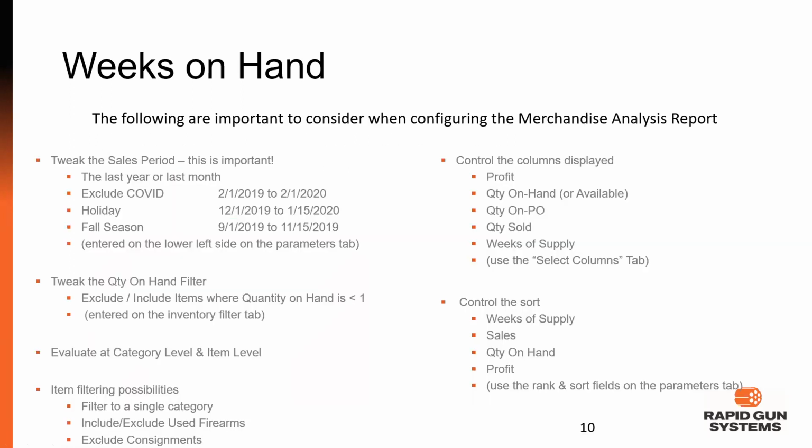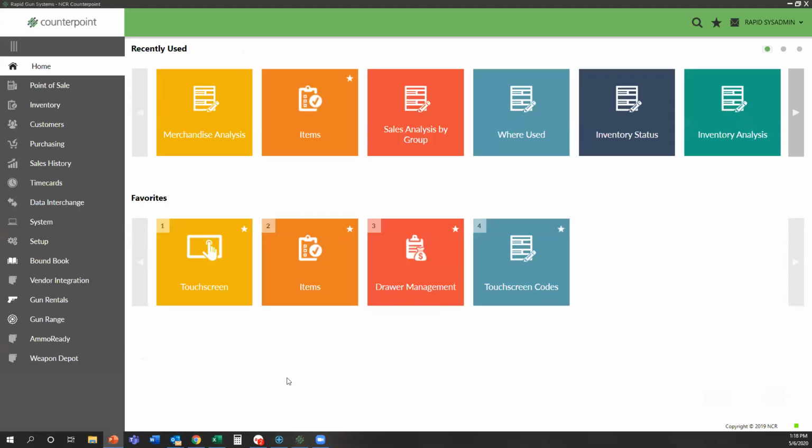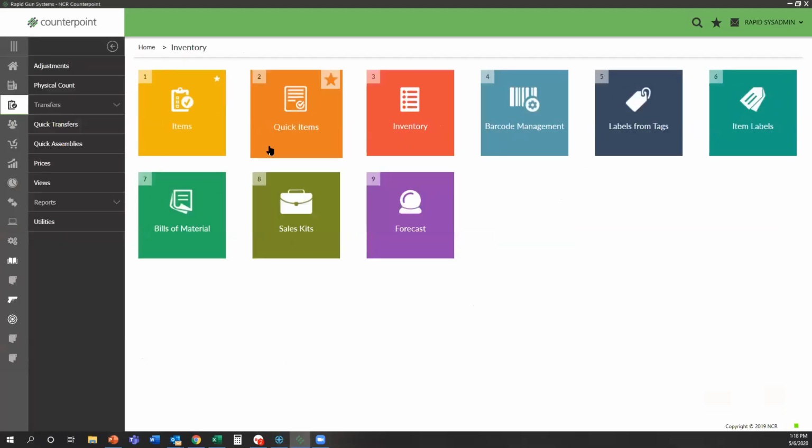Now, I'm not going to talk about all the words on this slide. There's a whole bunch in here, but the point is that this is something that I want to leave with you, so that when you're starting to run these weeks on hand reports, you can refer back to this and see what the important settings are. Now, I'm going to show you just a few of them in a live demo. But again, you'll have that as a reference that you can use at a later date.